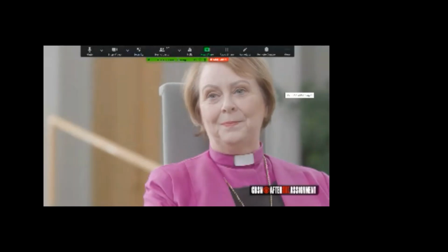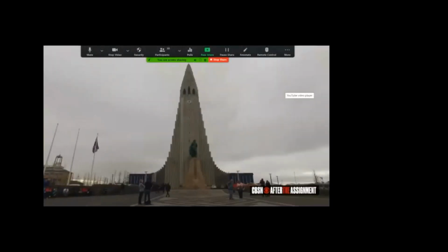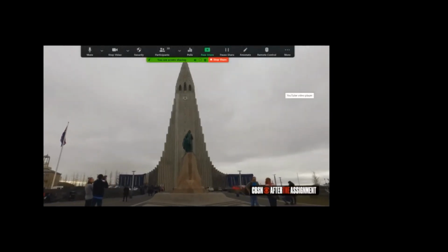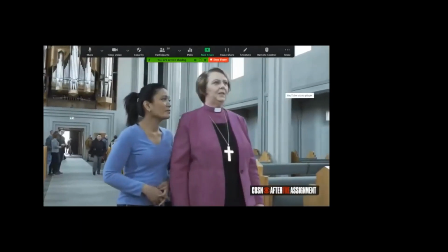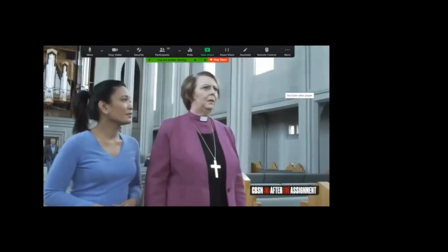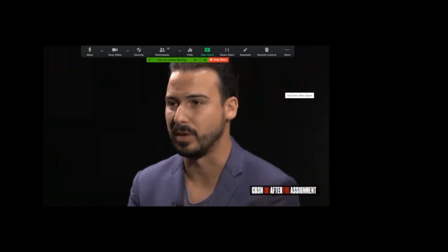Agnes Sigurdardóttir is the first female head bishop of the Church of Iceland. She was a mother herself, and so she said because she has personal experience with having a baby, as she put it, grow inside her, she was able to kind of relate to mothers who might be going through that decision.